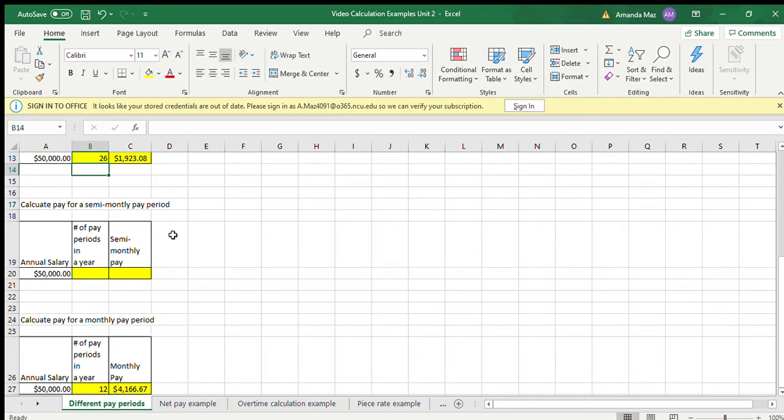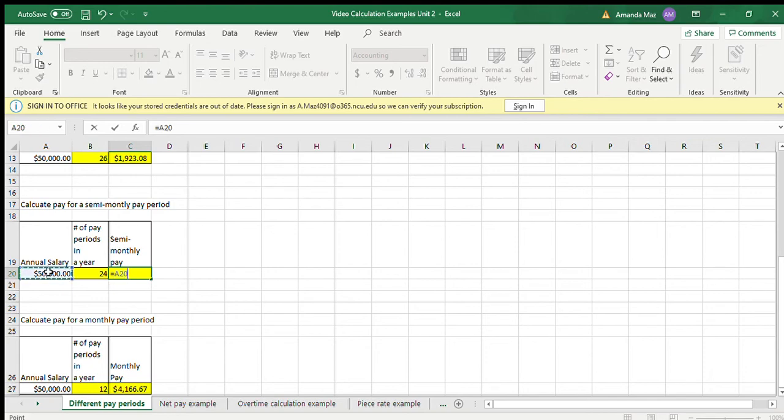Now, next is a semi-monthly pay period. This means that you are paid twice a month. Typically this is either the 1st and the 15th, or the 15th and the 30th of each month. So the number of pay periods in a year would be twice a month, which is 24 pay periods in a year.